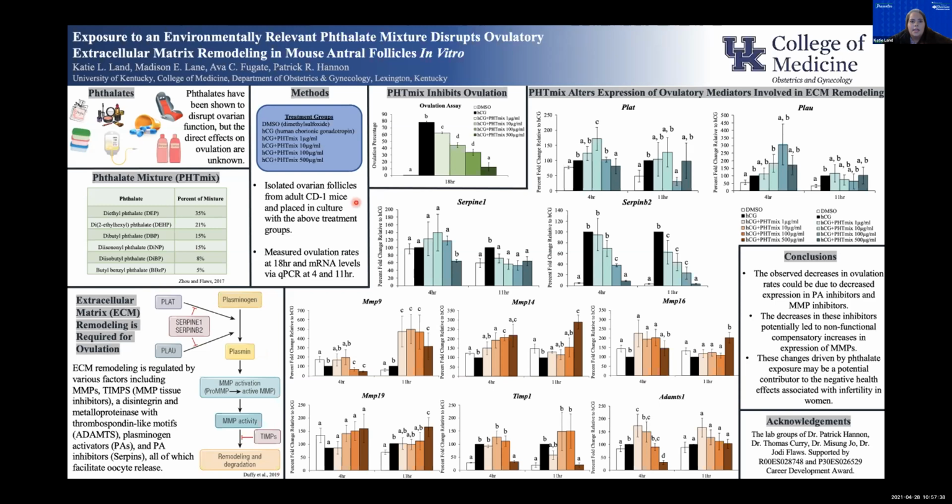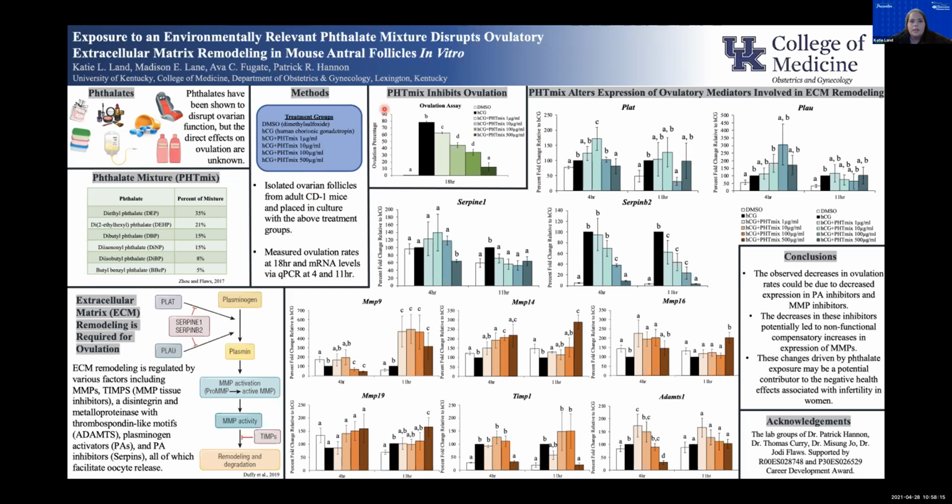And so we essentially did this study by isolating individual mouse ovarian follicles and putting them into culture with different treatment groups, which you can see in this blue box here. So those treatment groups included DMSO alone, which is not an ovulatory stimulus, and it served as our vehicle control. HCG alone, which is an ovulatory stimulus, and it's also that LH analog that I previously mentioned. And HCG plus different doses of the phthalate mixture ranging from 1 to 500 microgram per mil. We then visually assessed ovulation and measured expression of ovulatory mediators involved in ECM remodeling.